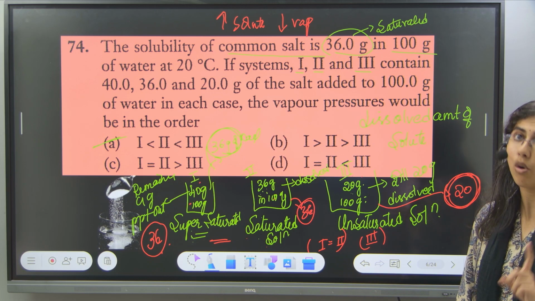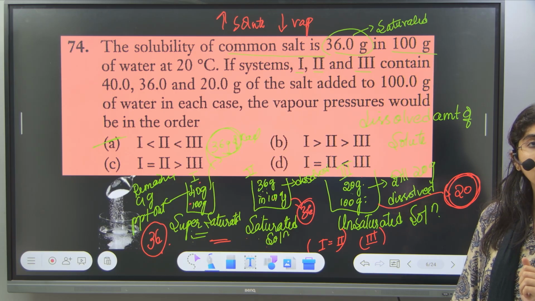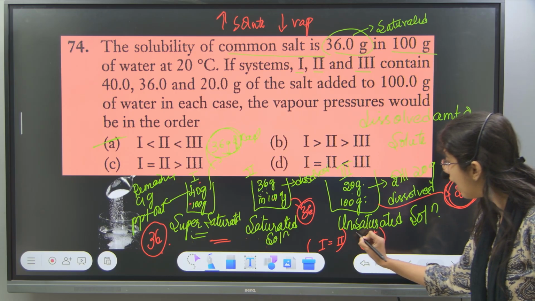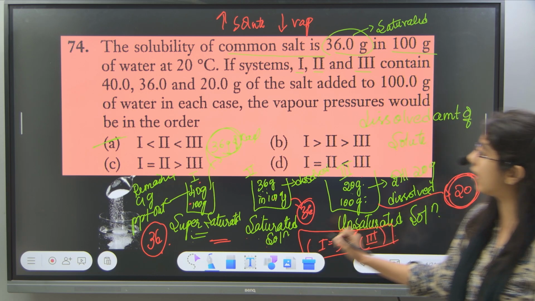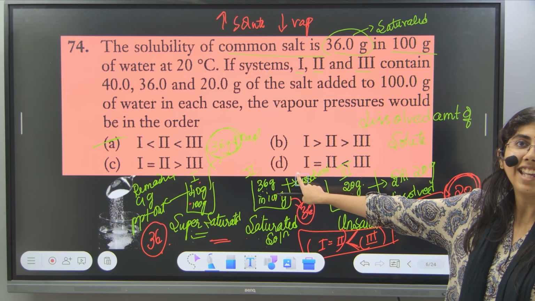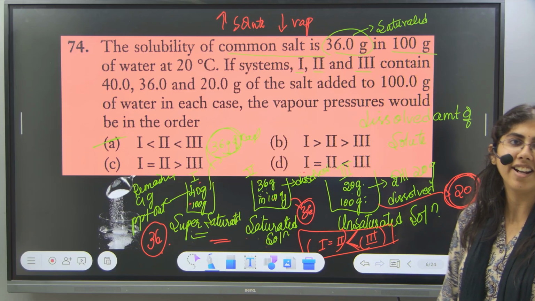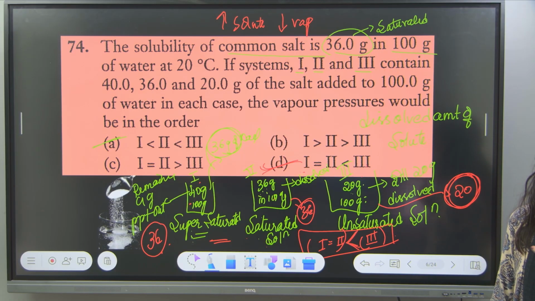Which will have more vapor pressure? The one which has less amount of solute will have more vapor pressure. Very good. Option D. 1 and 2 are the same, the third has more vapor pressure. Very good. Option D. So this is what you have to apply.